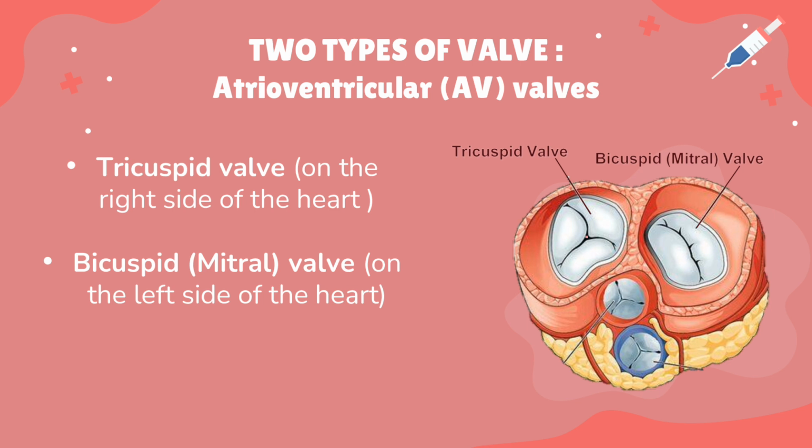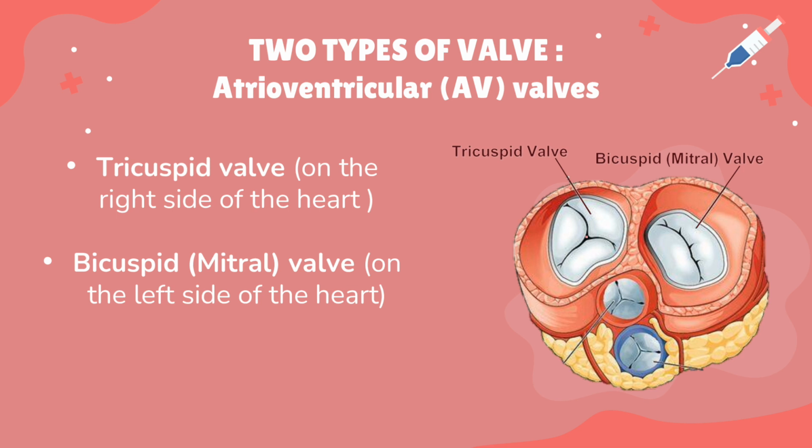The AV valves connect the atria to the ventricles and include the mitral valve and the tricuspid valve. They are located between the atria and ventricles, where the atria are the receiving chambers while the ventricles are the pumping chambers. Now the tricuspid valve is between the right atrium and the right ventricle. In short, it is located on the right side of the heart and is made up of three cusps and lies between the right atrium and the right ventricle.